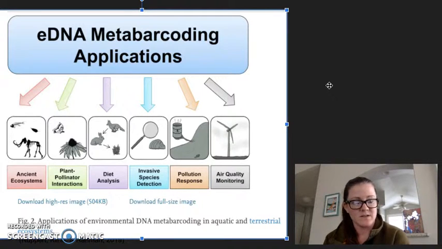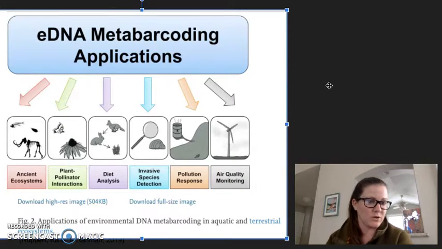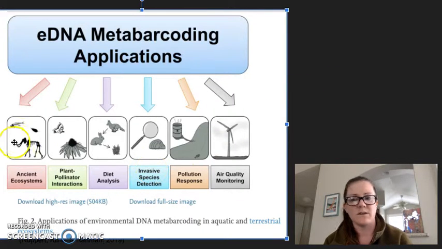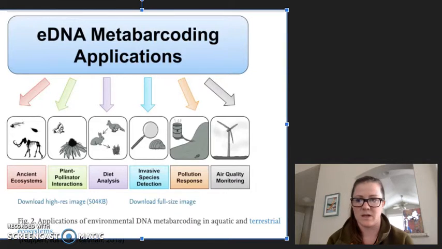Diet analysis, so you can look at what animal and plant DNA is together and see what resources each species might be using. Invasive species detection, looking over time at how invasive species have changed in certain areas. Pollution response and air quality monitoring, also for human impact analysis: how has the composition of an area changed before or after human impacts. So there are a lot of really cool things you can do with eDNA.